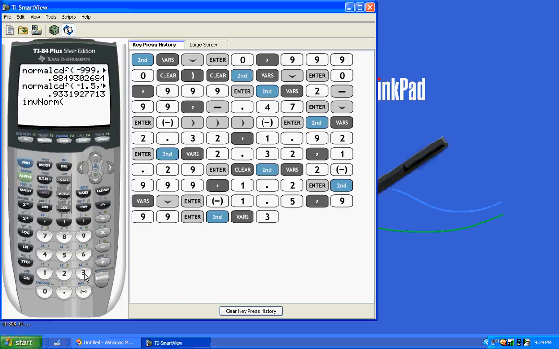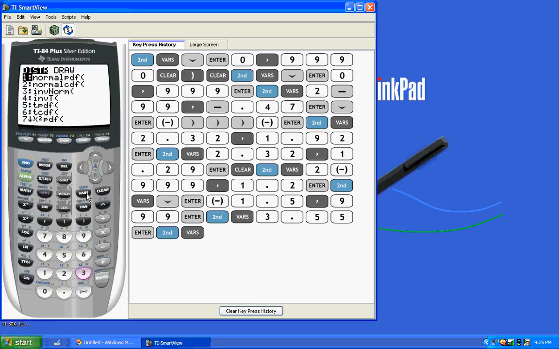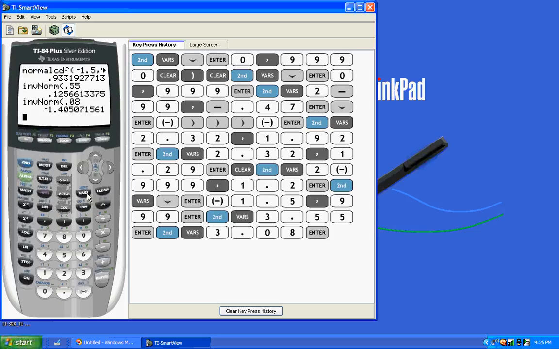So for example 5, part A, we have 55% to the left of Z. So I'm going to type in 0.55, and it gives me back 0.125, which we got previously. For part B, we had 8% of the area to the right of 1.4. So we go in and get our inverse normal function, and I'll type in 0.08 for 8%. And it gives us -1.4.